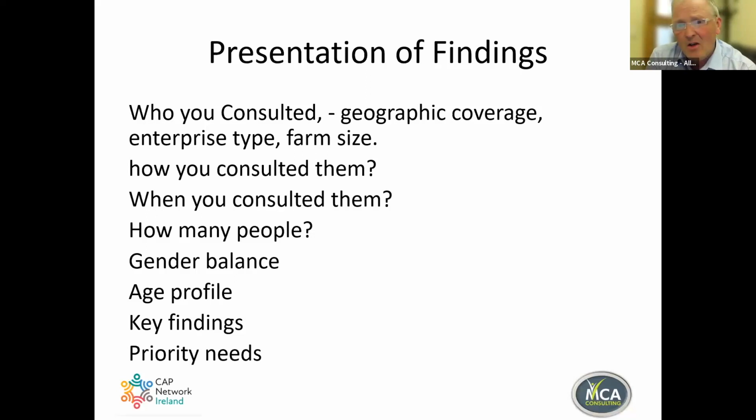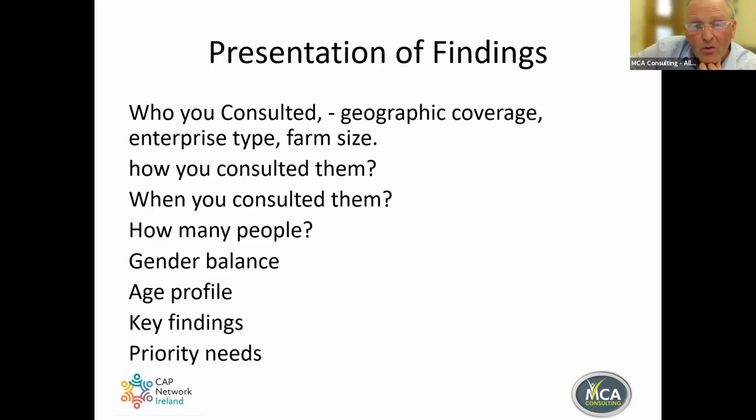And that's it. So in terms of presenting your findings, key things, just keep this very simple, very short, and straight to the point. Who you've consulted, geographic coverage, type of enterprise, farm size, etc. You don't have to collect all this information, but the more the better. How you consulted, when you consulted, how many people. So in other words, it was 40%, it was 50 or 60% of our total prospective participants. Gender balance, want to be just evidence that there were male and female.